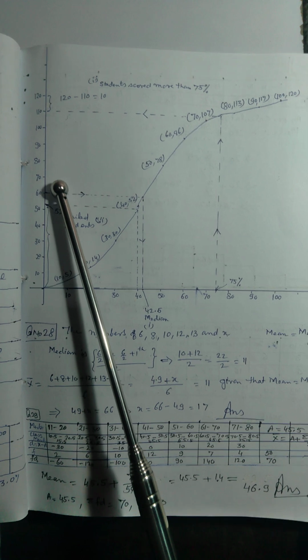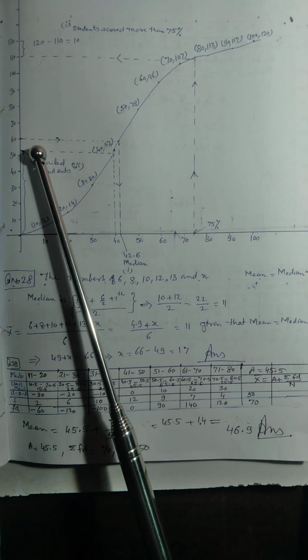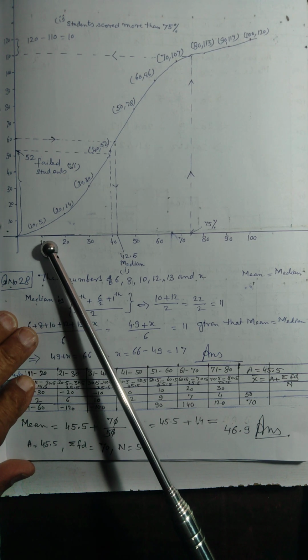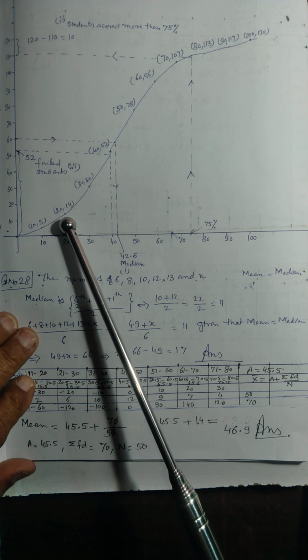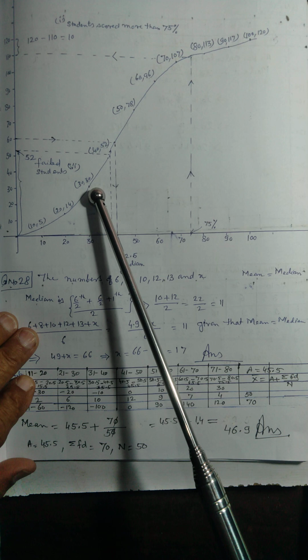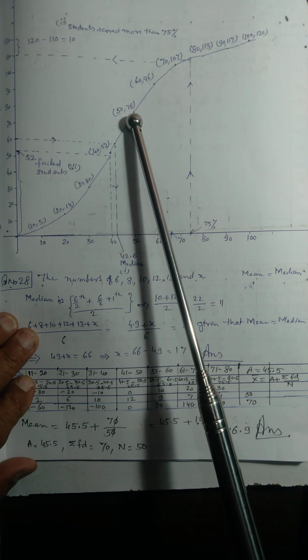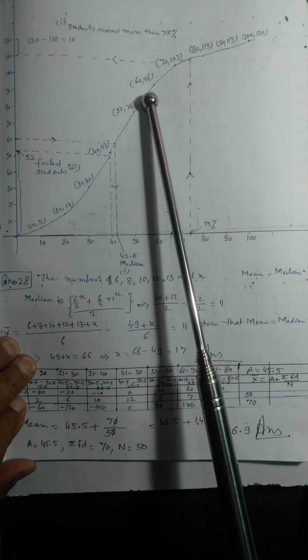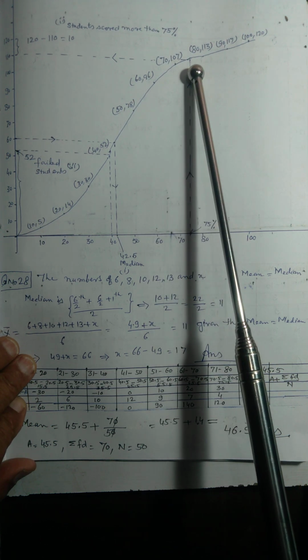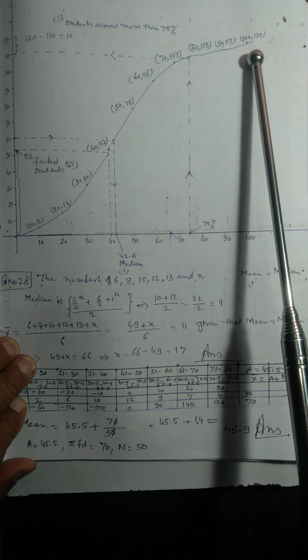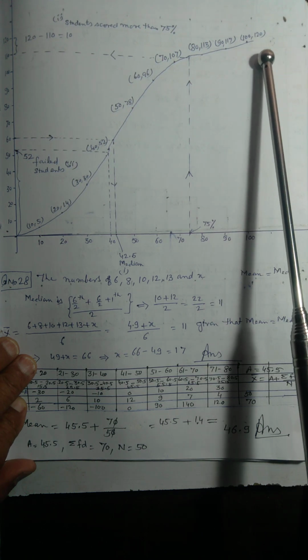Let us do it. You see, first of all we have to plot the points on the graph sheet. So (20, 14), (30, 30), (40, 52), (50, 78), (60, 96), (70, 107), (80, 113), (90, 117), (100, 120).